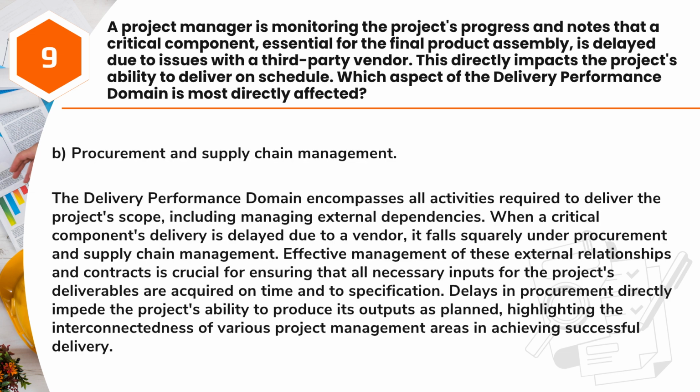Answer: B. Procurement and supply chain management. The delivery performance domain encompasses all activities required to deliver the project's scope, including managing external dependencies. When a critical component's delivery is delayed due to a vendor, it falls squarely under procurement and supply chain management. Effective management of these external relationships and contracts is crucial for ensuring that all necessary inputs for the project's deliverables are acquired on time and to specification.